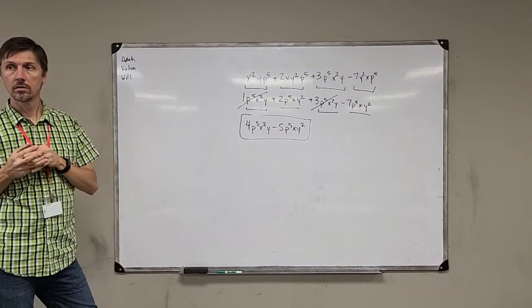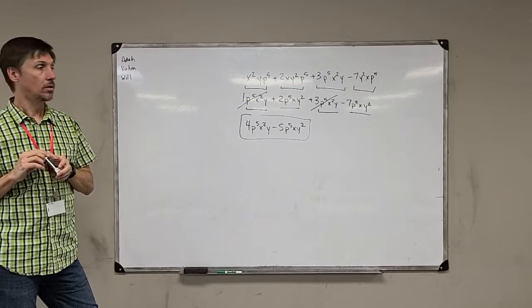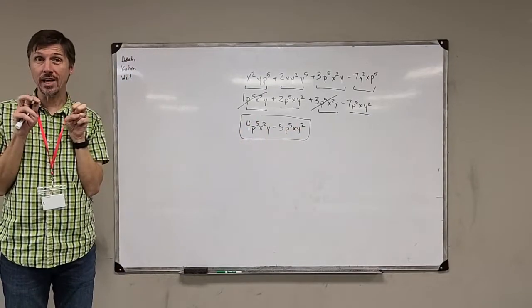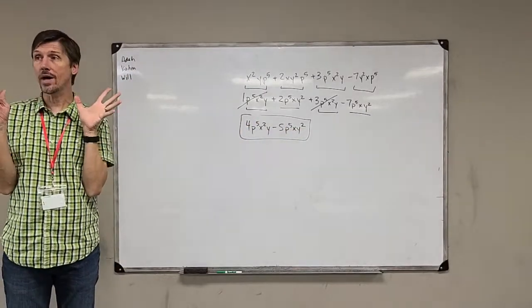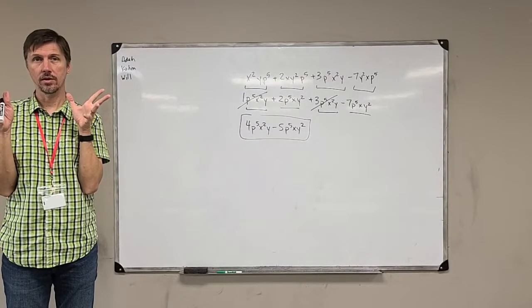You do not add the p to the 5th powers, all these things here, together. You don't add any of that stuff. Those are just part of the like term. When you find like terms and you're combining like terms, all you add is that numerical coefficient in the front. Okay? Is that clear to everybody?